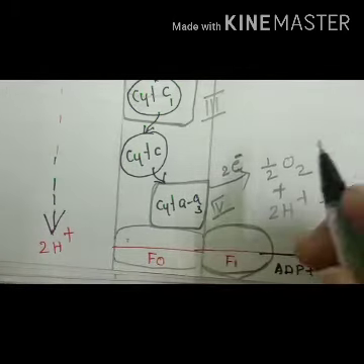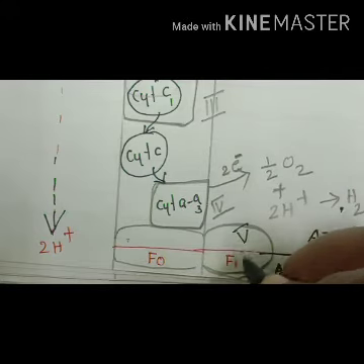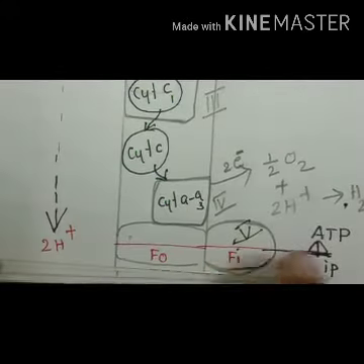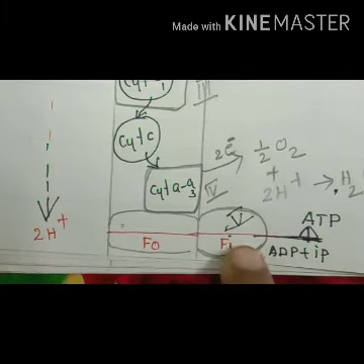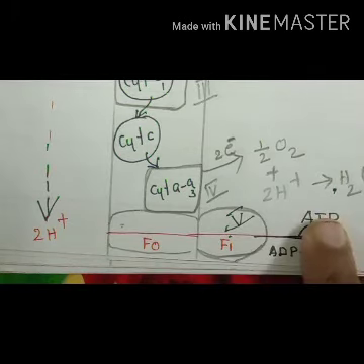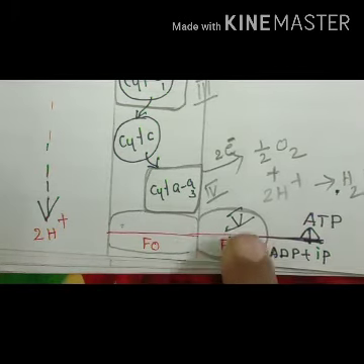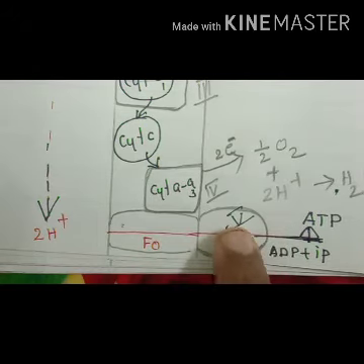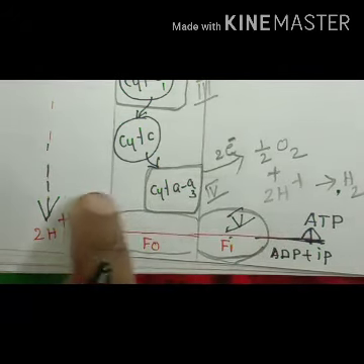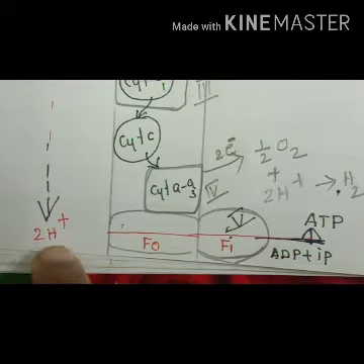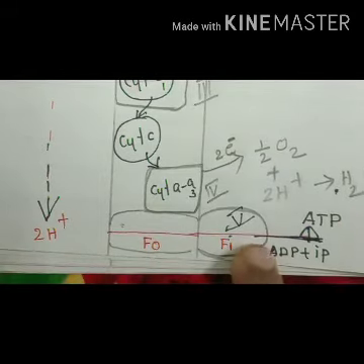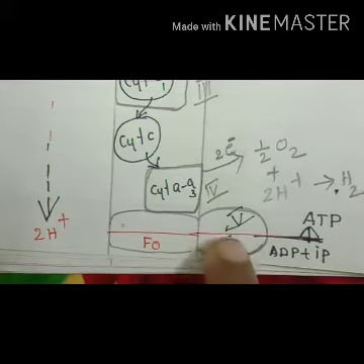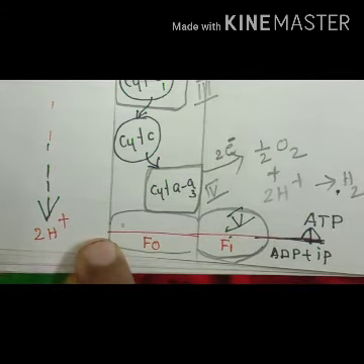This is the fifth complex, that is the ATPase enzyme. The ATPase enzyme has two parts, the F0 part and the F1 part. The F0 part is located on the membrane, the F1 part is located on the matrix portion. This enzyme is considered the fifth complex. When a proton gradient occurs, the protons move from higher concentration to lower concentration through this enzyme. Through this ATP synthase enzyme, the proton gradient will break.